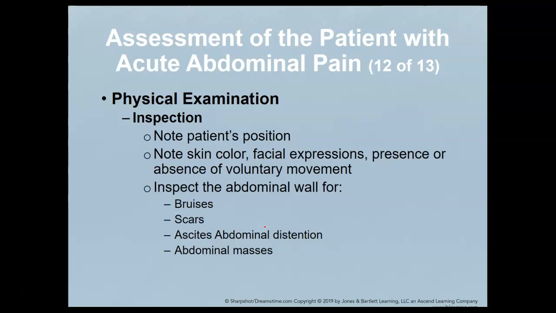So look for it. If it's bruising, what do you think is going on? If it's bruising, you probably have bleeding going on there, right? If it's scarring, they've had a previous surgery, so they could have a complication from that. Ascites with abdominal distension tends to be liver issues, and abdominal masses can be tumors. It can be a buildup of stool from an obstruction, or it could be a not yet ruptured abdominal aortic aneurysm.